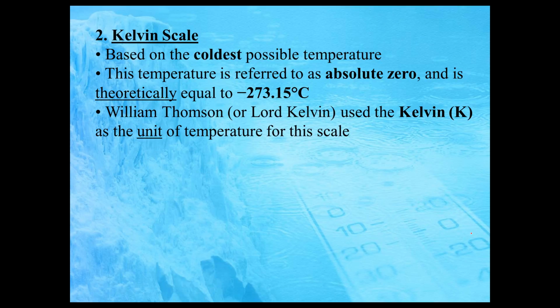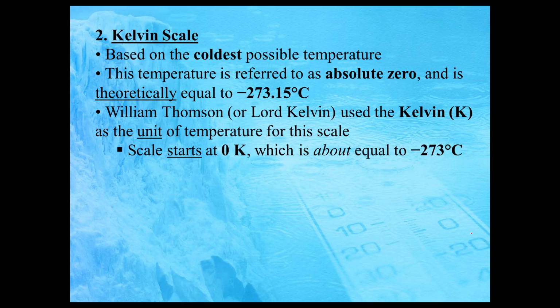The Kelvin scale is named after William Thomson, who I guess also went by the name of Lord Kelvin. He uses the Kelvin as the unit of temperature for the scale. Just one note here, we don't call it the degree Kelvin, just simply a Kelvin. The Kelvin scale starts at 0 Kelvin. So the starting point for the Kelvin scale is the lowest possible temperature. Well, that's about negative 273 degrees Celsius, absolute zero.